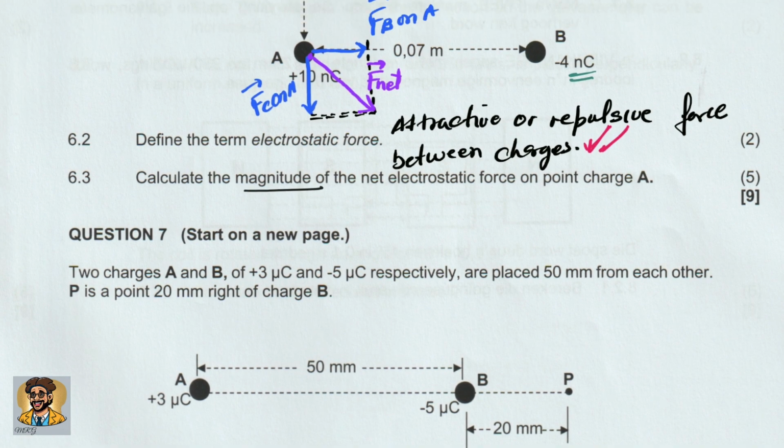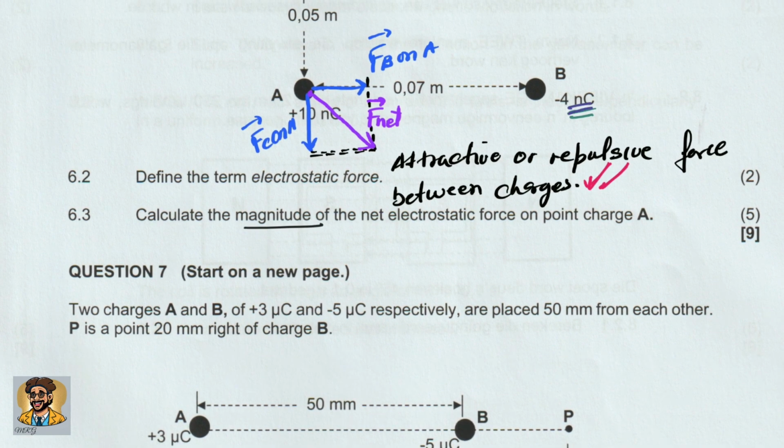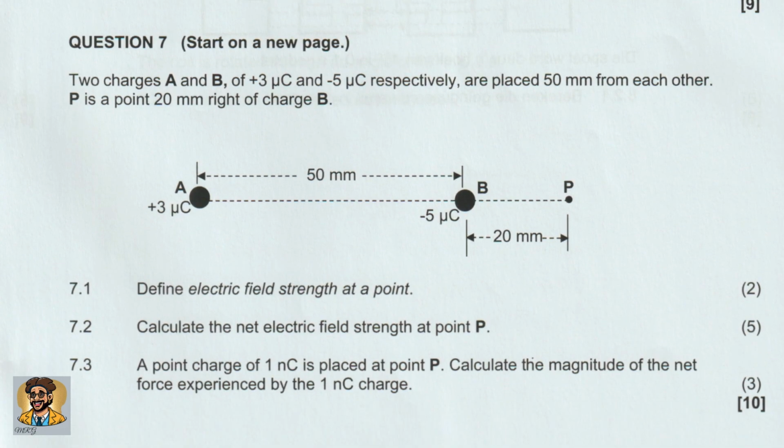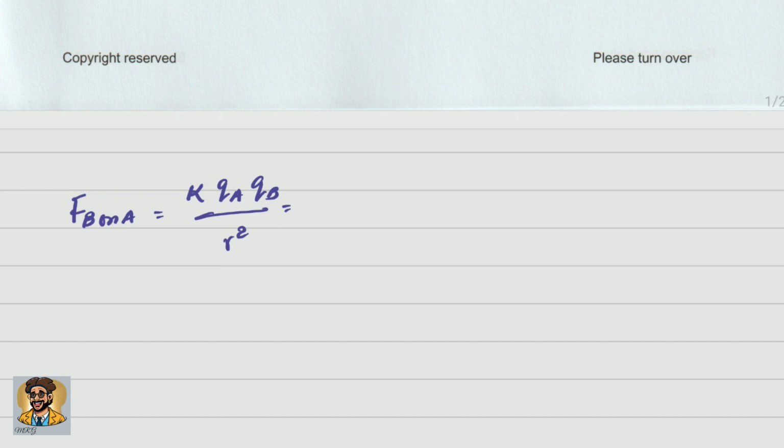Let's start with the force of B on A. How do we calculate this one? It is K multiplied by Q_A Q_B divided by the distance squared. All the information is given to us. The only thing is, remember, the charges are in nanocoulomb and we have to work in coulomb, so you multiply by 10 to the minus 9. So this is equal to 9 times 10 to the 9 times charge A.